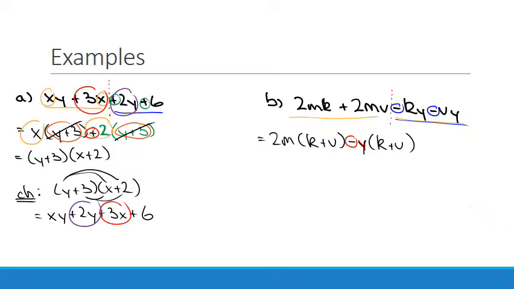And once more, you see that we have matching binomials. Once we have matching binomials, we pull that out, k plus v. So really, we apply the greatest common factor 3 times. Once in the left half, once in the right half, and then once when it's in this partially factored form. Once we pull it out, what we're really doing is dividing it out. Pull together the leftover terms, 2m minus y.